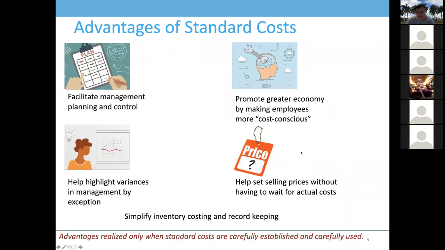Okay, so these are the advantages, only this cost. When you set up the cost, you put enough thought, right? It's based on reliable information. If this number is not accurate, then it's probably not an advantage. If your standard cost is too far off, and you determine your selling price based on an inaccurate standard cost, that's not going to be very nice.